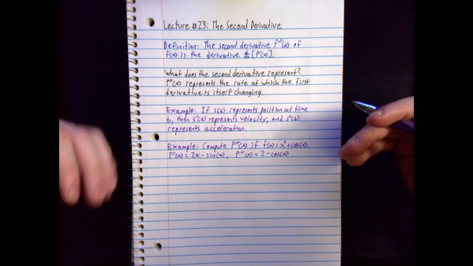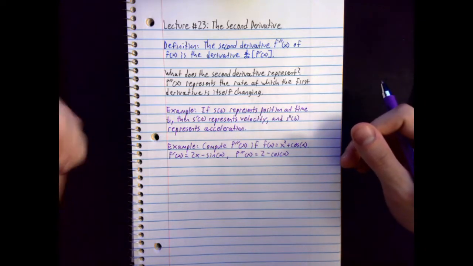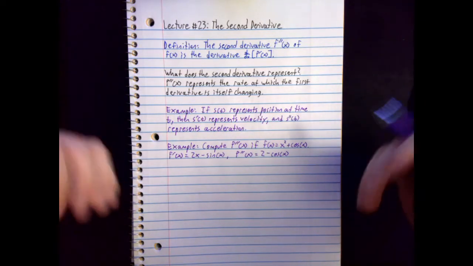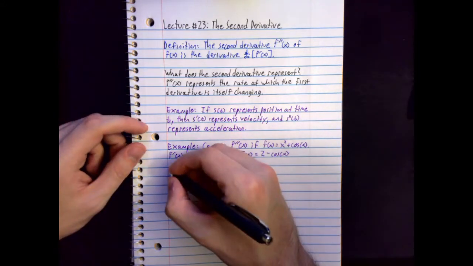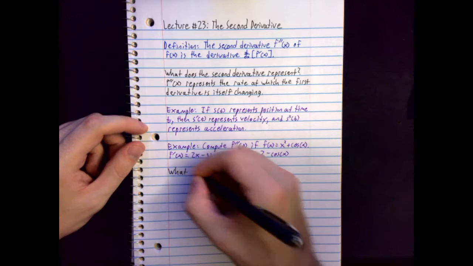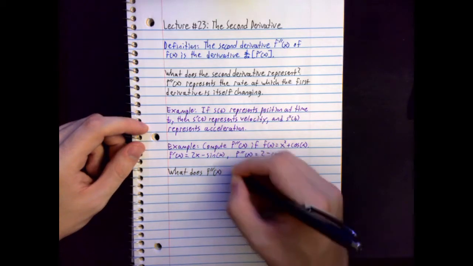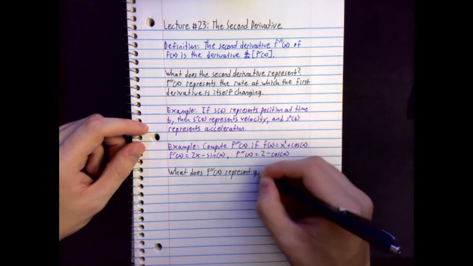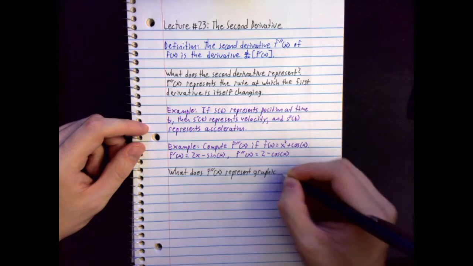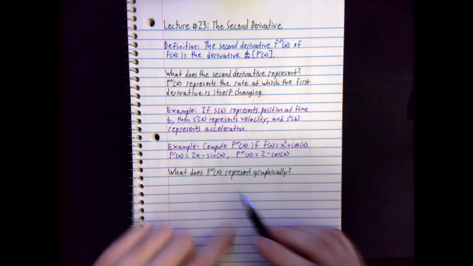But maybe another question to ask, in the same vein of what we've been looking at in the past couple of lectures, is what does the second derivative represent graphically? So we'll go ahead and write that down. What does f double prime of x represent graphically? Well, we can ask a couple of questions here.